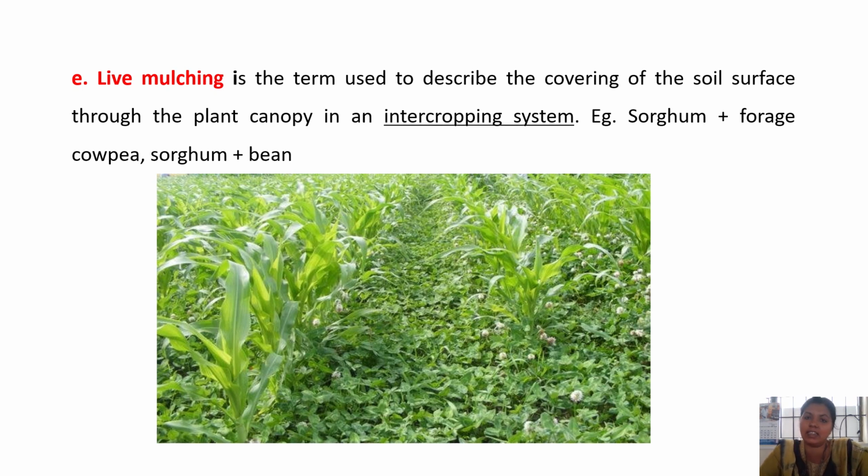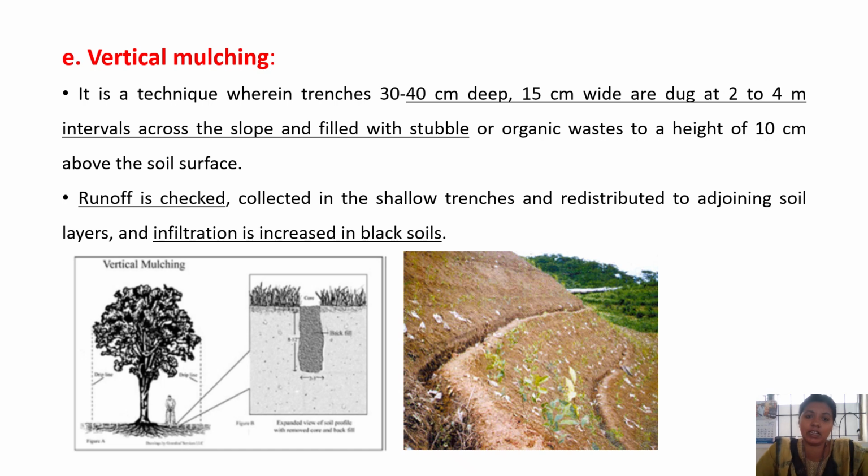It will also act as a live mulch to control weeds, and we will also get additional income. If you go for a leguminous crop like black gram or green gram, additionally atmospheric nitrogen fixation will take place. So apart from soil conservation and evaporation loss control, these are other important benefits we get from live mulching. Next is vertical mulching.